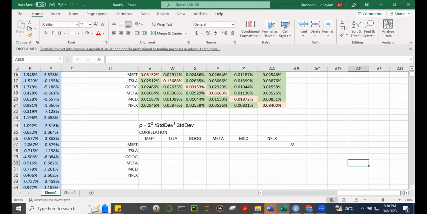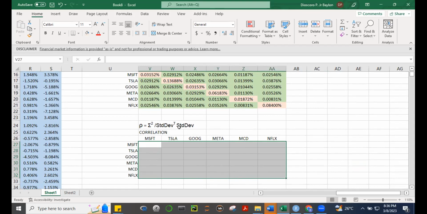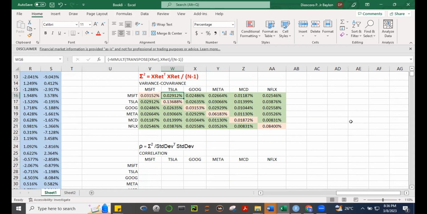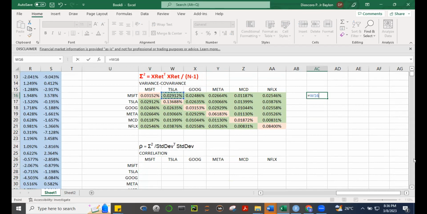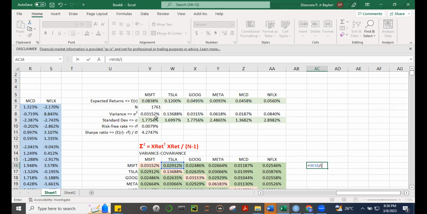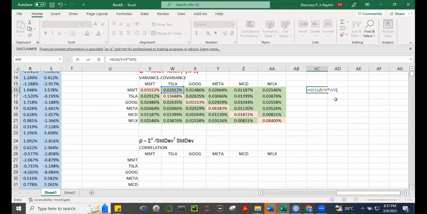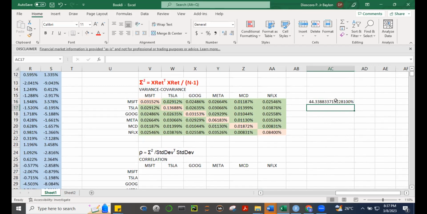All right. So also as a practice, let's now highlight this, and then let's compute for the correlation. Kasi actually, the correlation can be computed as, kunyari, correlation in Microsoft at saka ni Tesla. It will be equal to the variance covariance of Microsoft and Tesla divided by, check natin, the standard deviation of Microsoft times standard deviation of Tesla, the product of their standard deviations. All right. So if I enter this, so there.